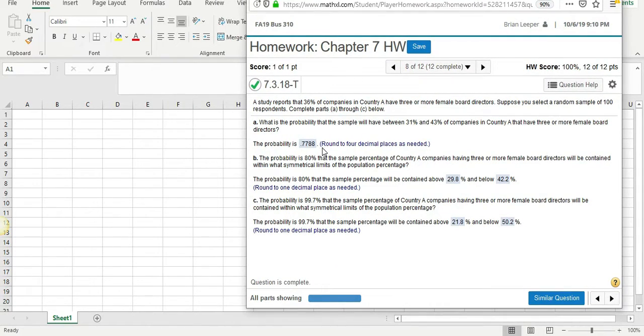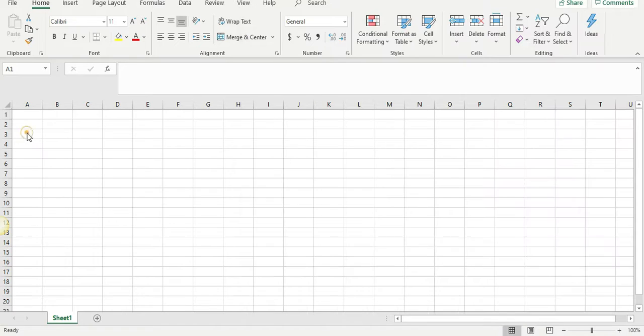I know it sucks, it's time consuming, but it is what it is. We have 80 some odd days left, we'll get through it. So chapter 7, question 8, let's get it set up.